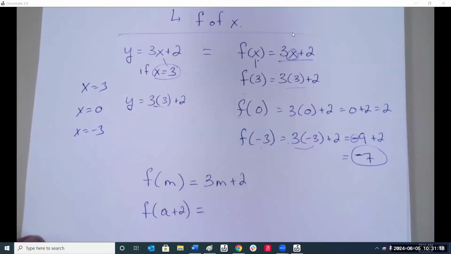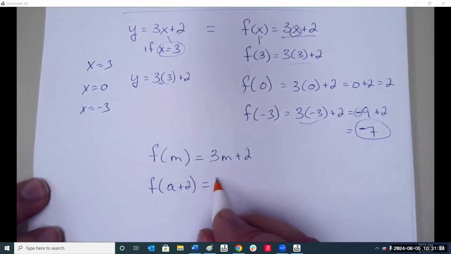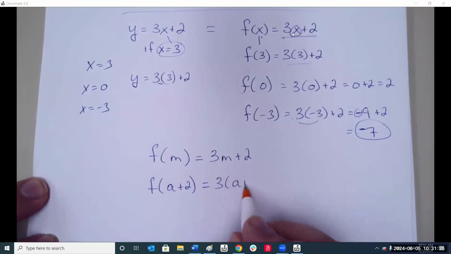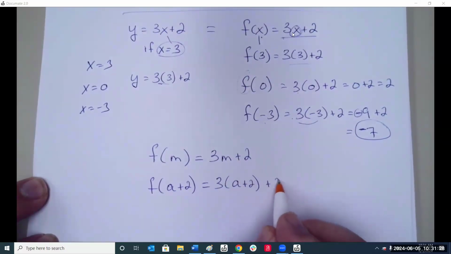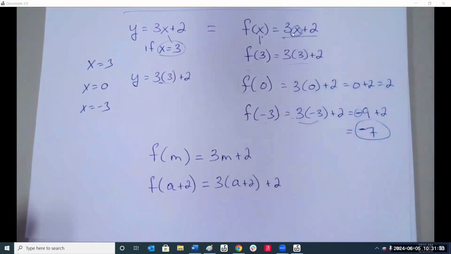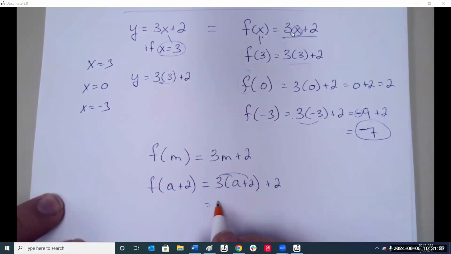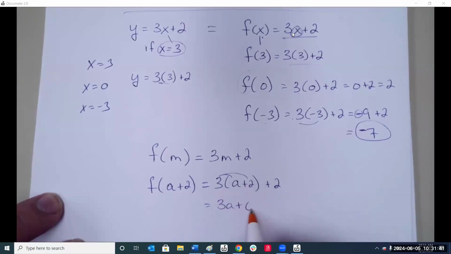What if I give you this? Replace x with what? So it's 3a plus 2 plus 2, because all I do is replace the x in the equation. 3 times a is 3a. 3 times 2 is 6. Plus 2, so it's 3a plus 8. And that's my answer.